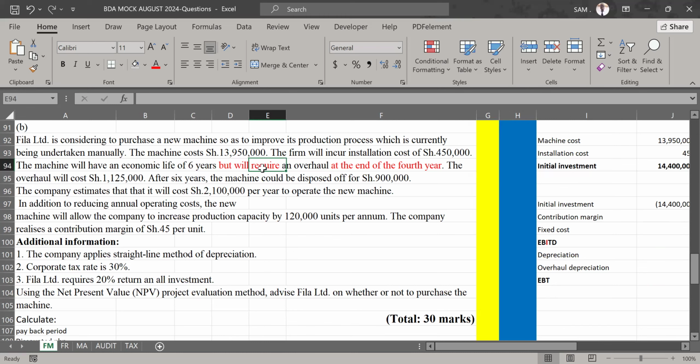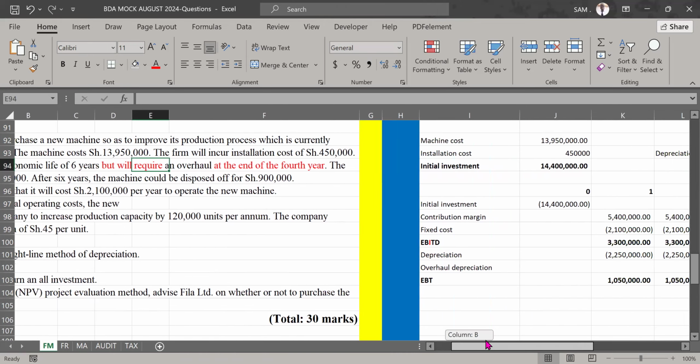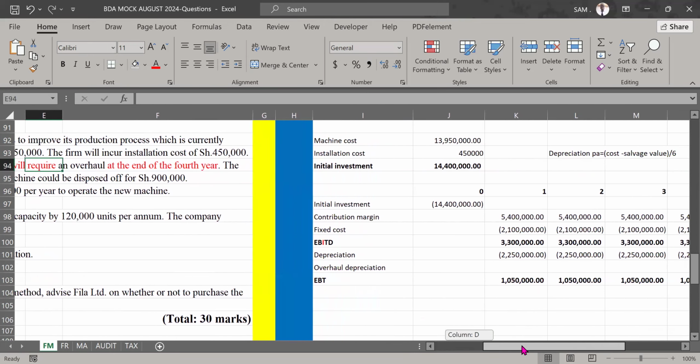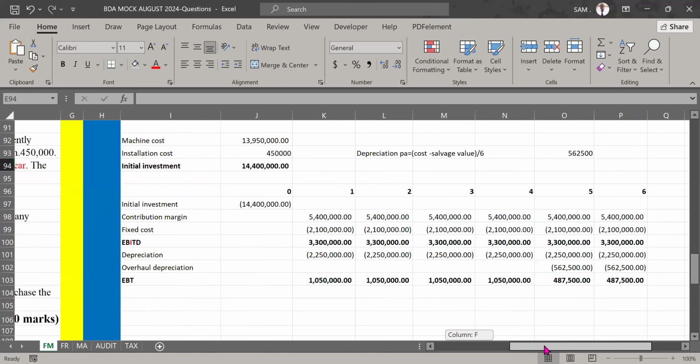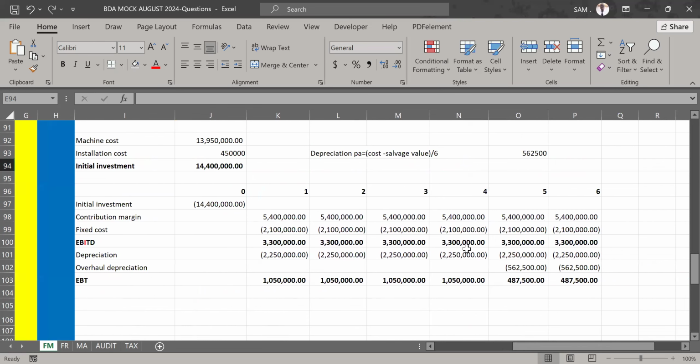Have you gotten something? So the bit is now the initial investment cost of the 14.4. Capitalization means it's supposed to be increased. Remember, we are at the end of year 4. We are not affecting the initial investment at year 4.